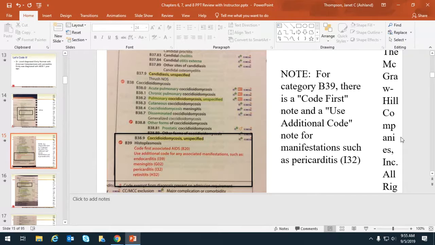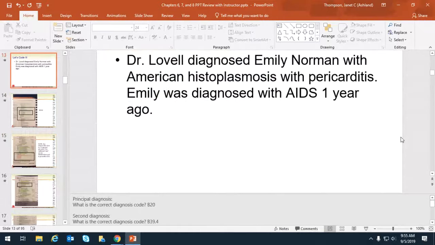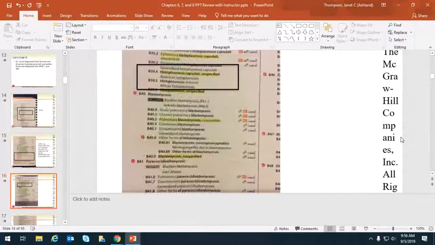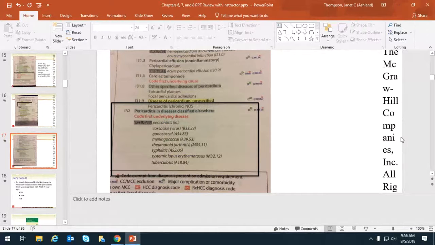Well, in our coded scenario, we have American histoplasmosis with pericarditis, and this is an AIDS patient. So this category is giving us the information we need to code. We know we need to code first the AIDS. We know we need an additional code for the pericarditis. So B39.4, when we look at that specific code, which is, I think, on the next page of the ICD-10 book, is American histoplasmosis, also known as capsulati. So B39.4. And B20, we know that one's going to be first. When we go to I32, so now I'll take a moment and turn to I32.